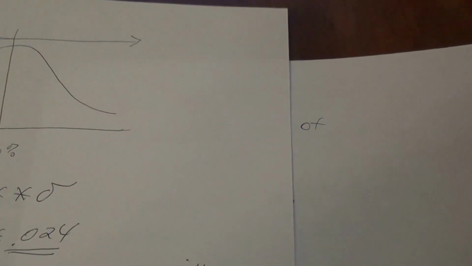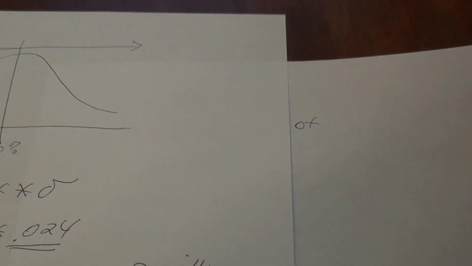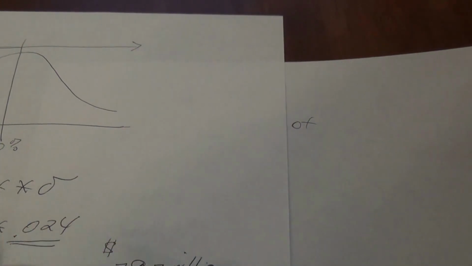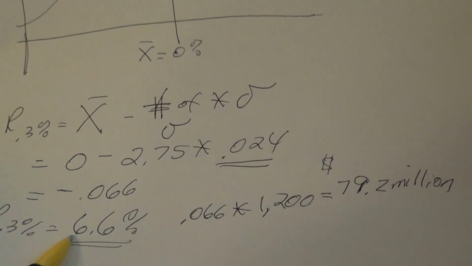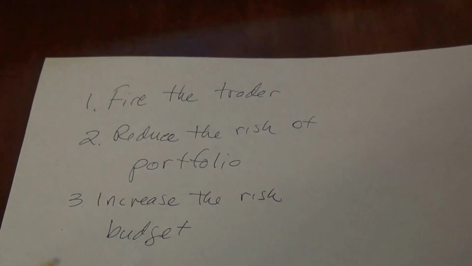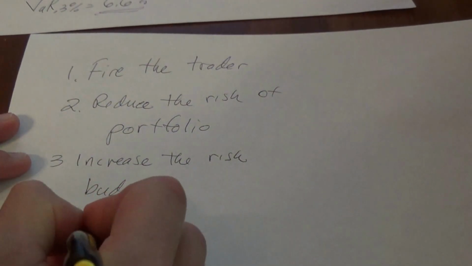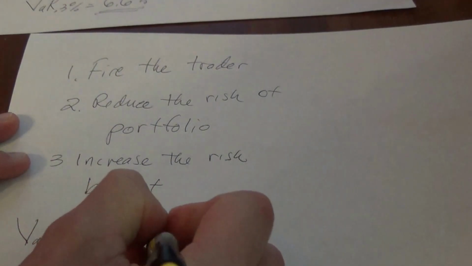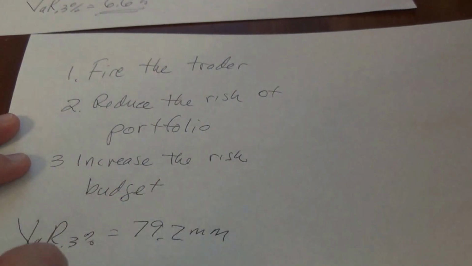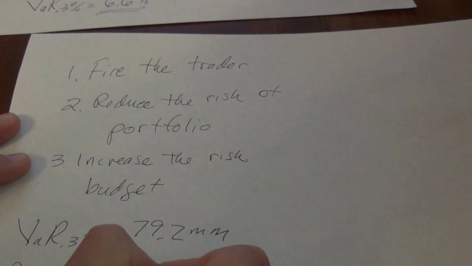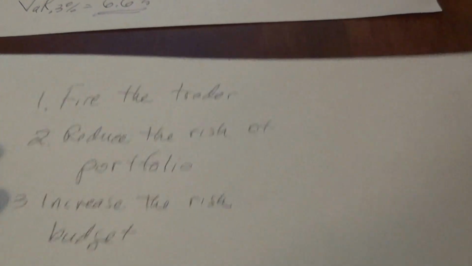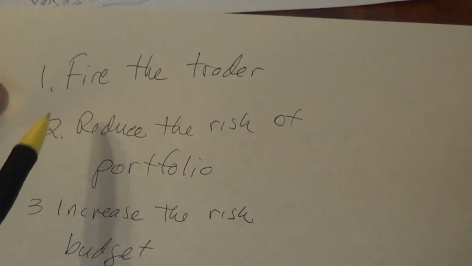The VaR for the firm in dollars was $79.2 million. In percents, it was 6.6%. You compare the VaR at 0.3%, which is $79.2 million, versus the risk budget of $75 million. If they exceed, these are the three things that you do.